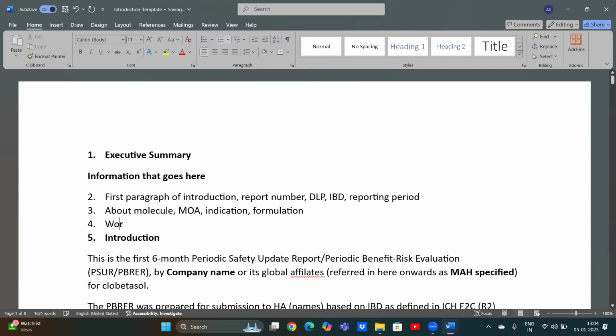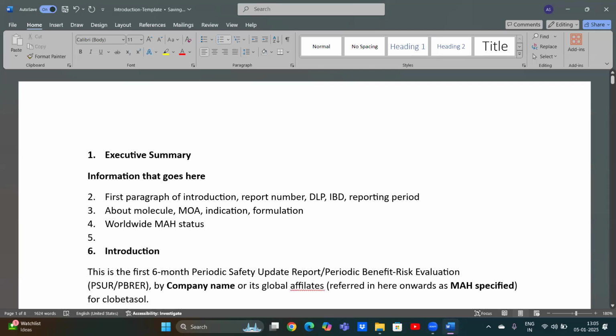And then you will write about section 2. You will take worldwide MAH status. You just need to copy paste from below, not everything. You will write like, this molecule is approved in so and so many countries, only that much, not everything. Then from RSI, you will provide action taken during the reporting period for safety reasons. If there is any action taken from all the sections, you just have to write all those things.